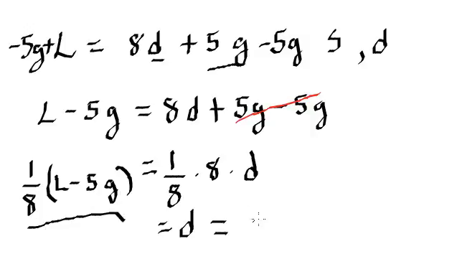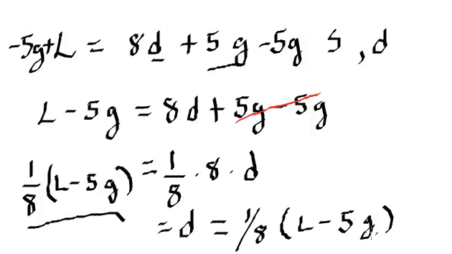Actually, I'm going to rewrite it right over here. So 1 over 8 times L minus 5G. And yes, you can distribute this 1/8 across, but I'm just going to leave it just like it is.